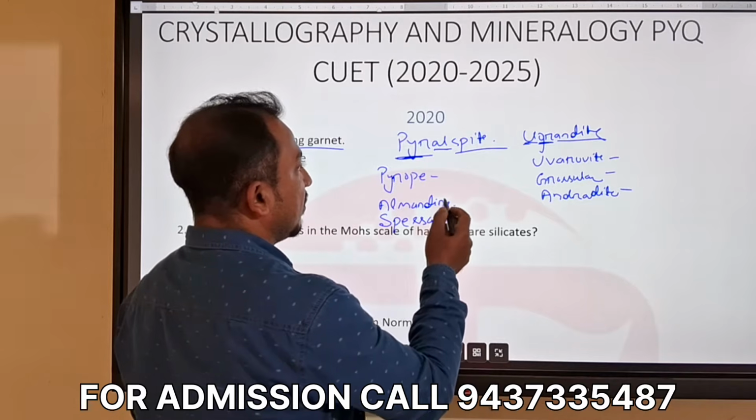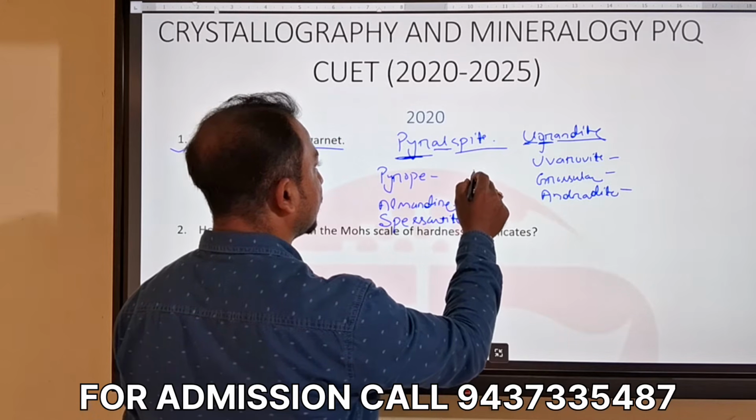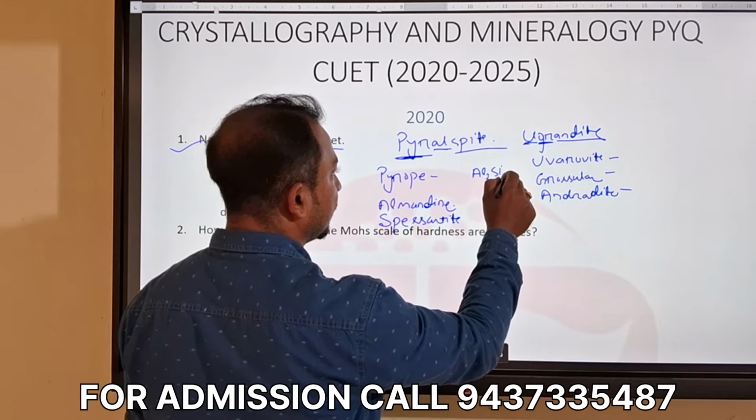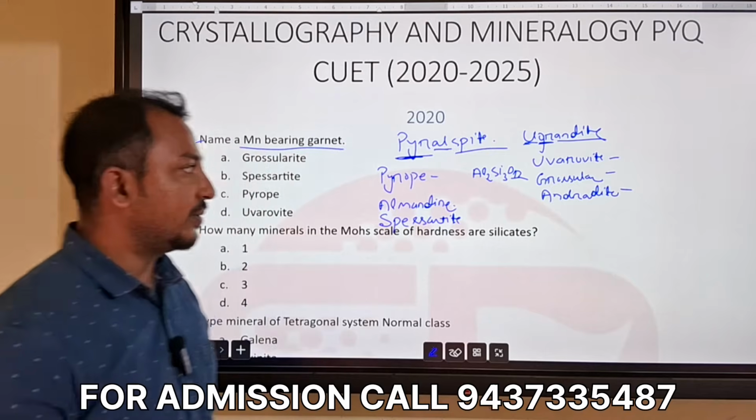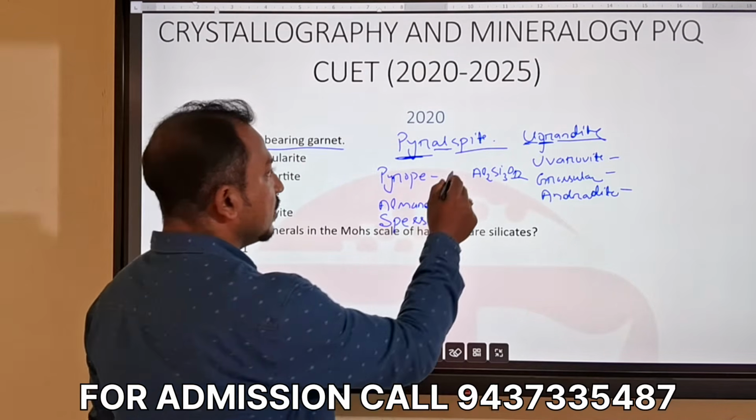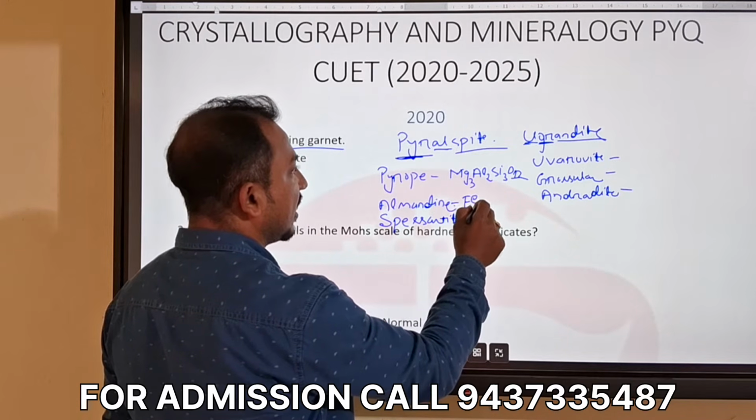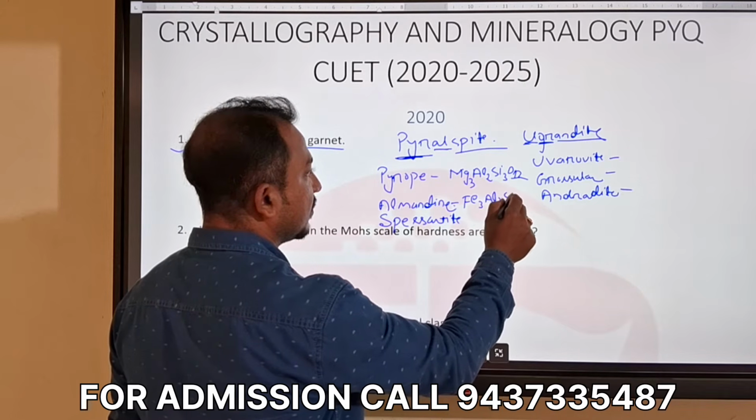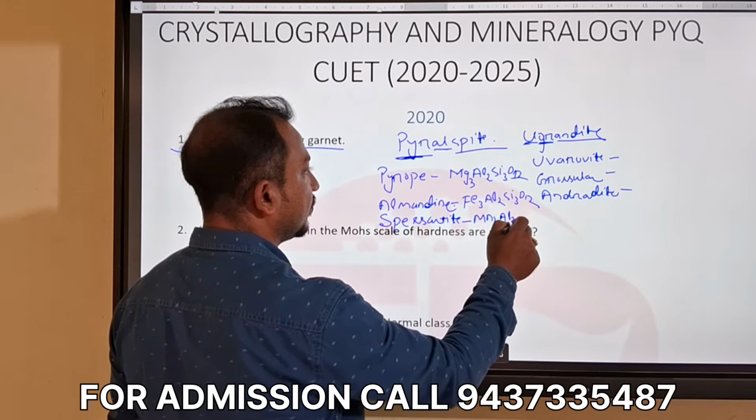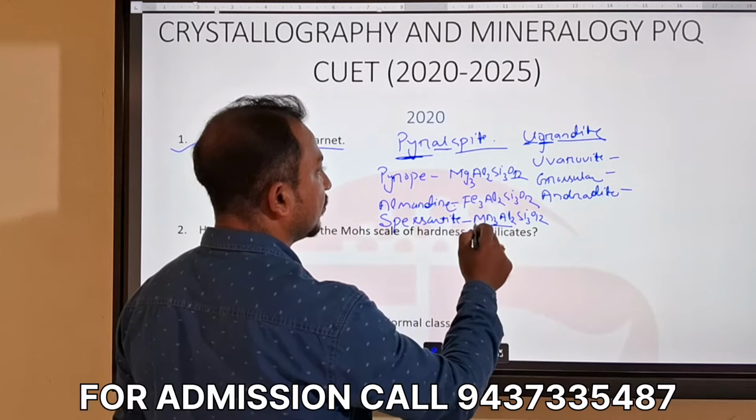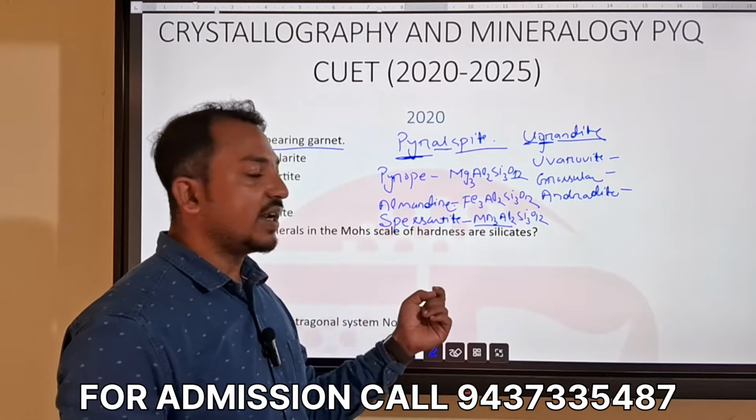So how will we remember this formula? In case of the pyralspite group, this thing is constant, Al2Si3O12. Pyrope is Mg bearing, almandine is Fe bearing, and spessartite is Mn bearing. So this Al2Si3O12 will be constant: pyrope Mg, almandine Fe, spessartite Mn.